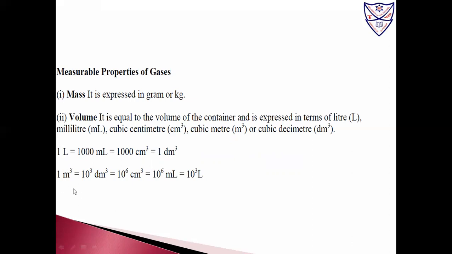Right. So 1 meter cube equals what? 10 raised to 3 dm cube, which is equal to 10 raised to 6 cubic centimeter, and 10 raised to 6 ml. That is equal to 10 raised to 3 liter. So this conversion you have to understand.